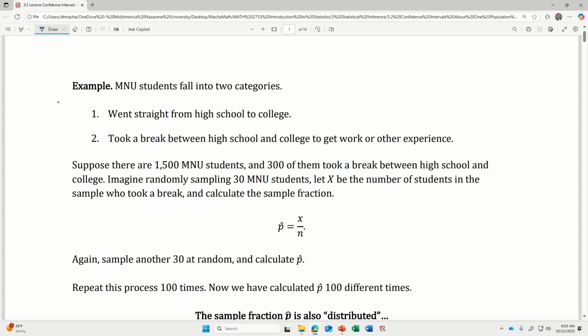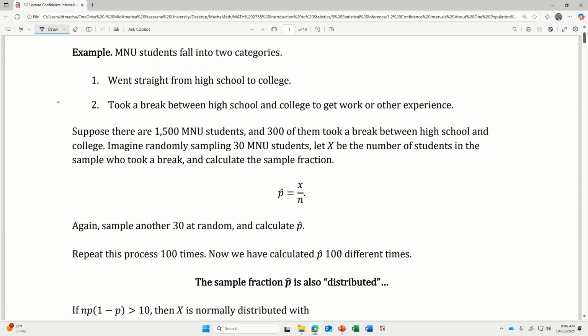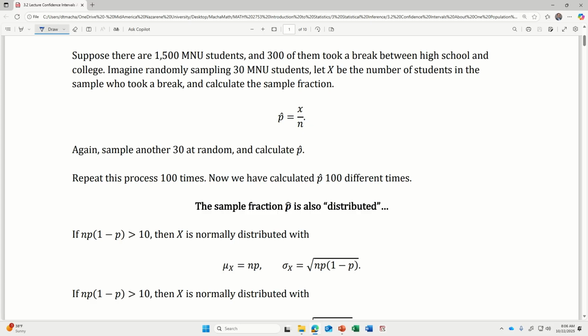MNU students fall into two categories. Either you went straight from high school to college, or maybe you took a break between high school and college to work or to travel or, you know, sometimes life happens. Suppose there's 1,500 MNU students and 300 of them took a break between high school and college. Imagine randomly sampling 30 students, and then we're going to calculate what's called the sample fraction.